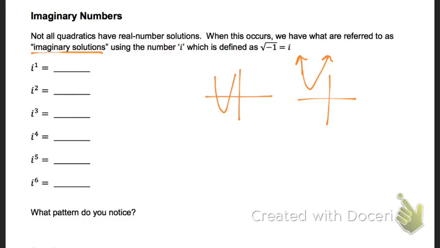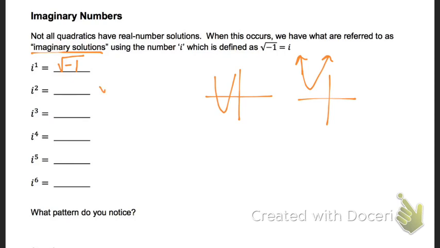So the letter i represents an imaginary number. We represent that as the letter i, and i to the first power is the square root of -1. So now anytime you see the square root of negative anything, that is now called i.